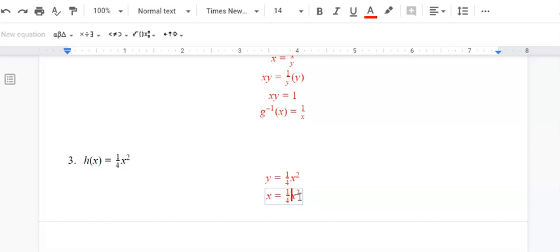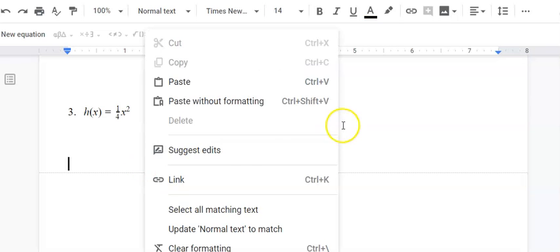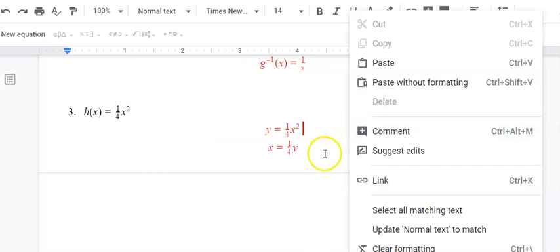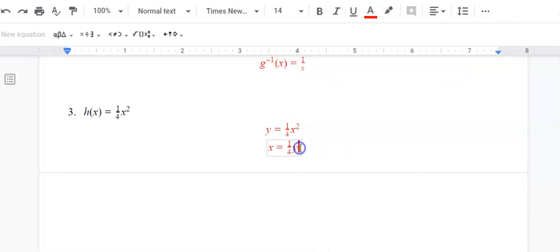Oops. Okay, so now somehow I lost my, see if I can undo that. I really want to undo that. It's not going to let me. Oh well.